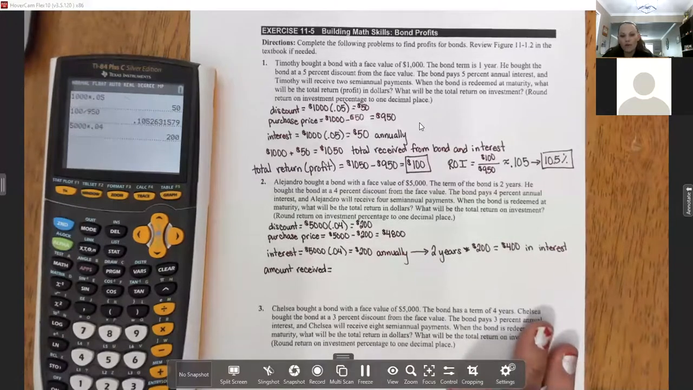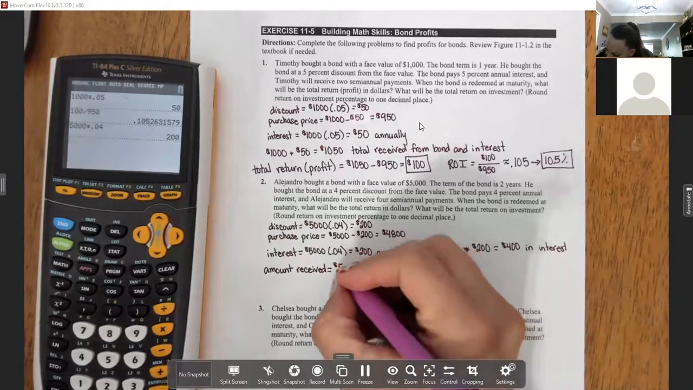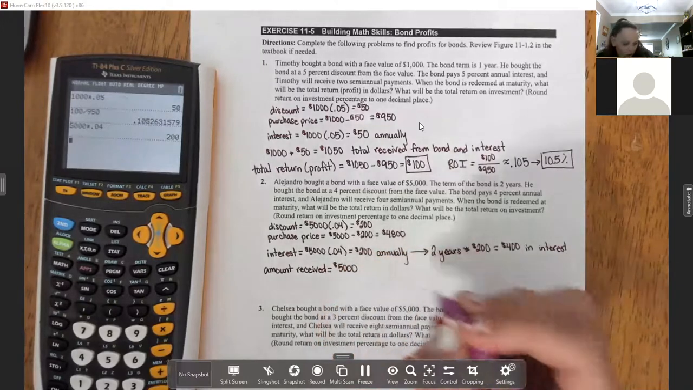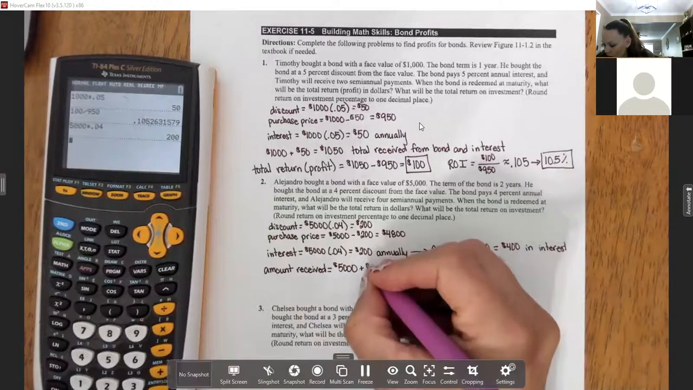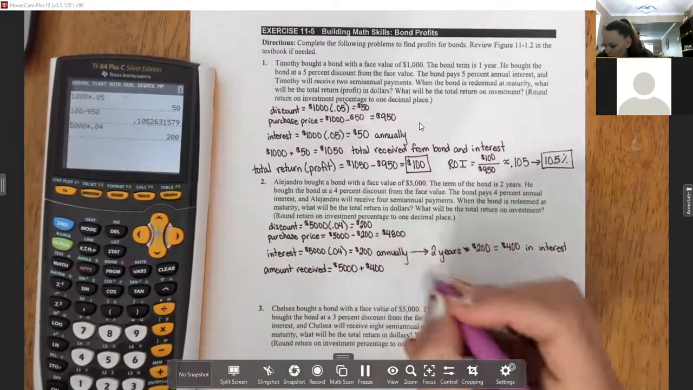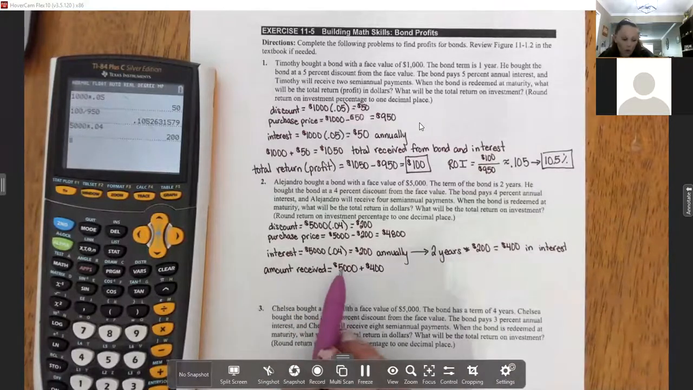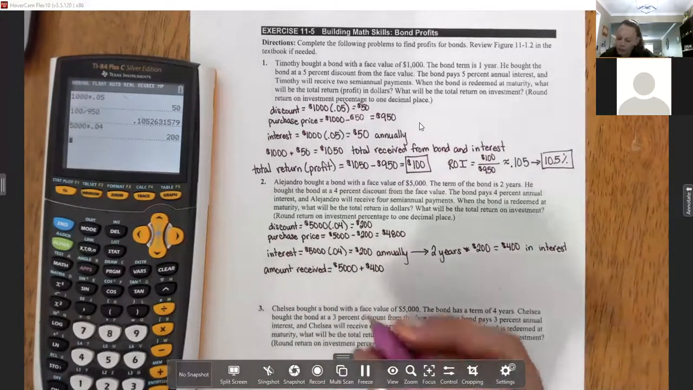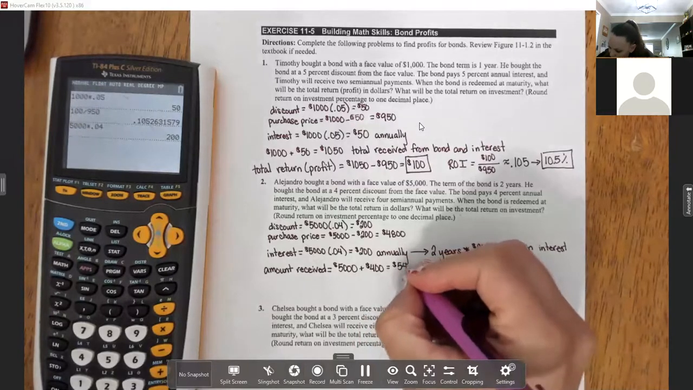Okay, so at the end of 2 years, Alejandro will have gotten the $5,000 from the face value of the bond, plus he will have gotten $400 in interest. So again, this would have been split up, but we're just concerned about the total amount he's gotten back. So that's going to be $5,400.